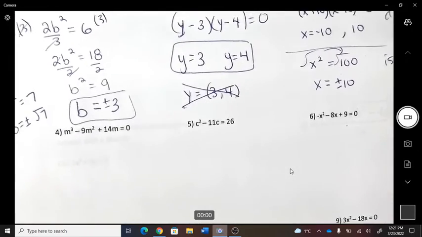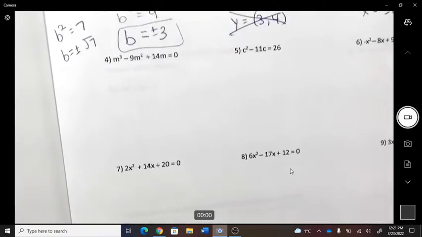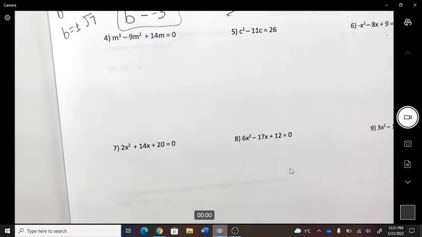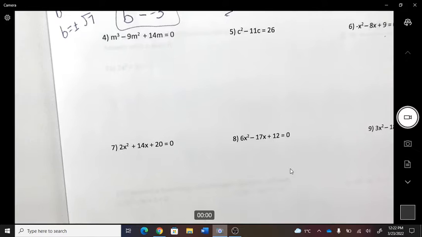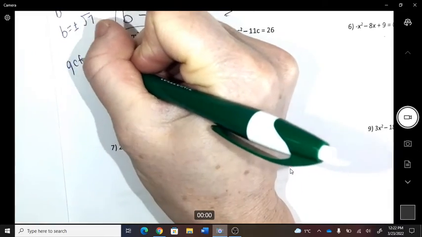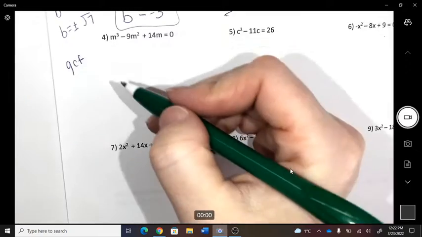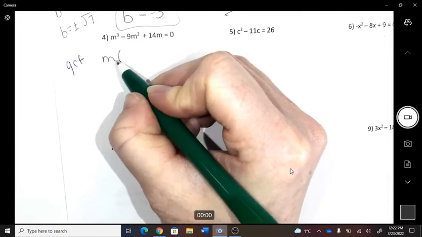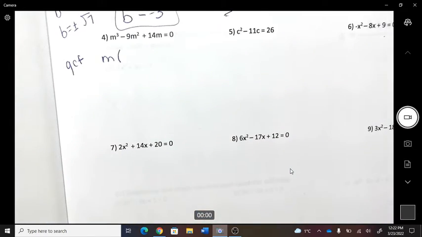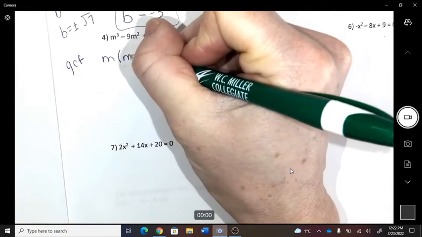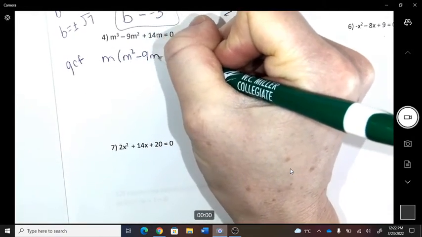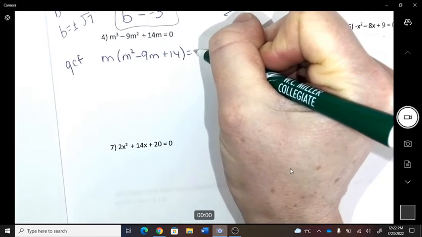Okay, number 4. What's the strategy? And it's in the type of factoring out of your 4 choices. GCF. I can take something out. Okay, what do they all have in common? An M. So I get an M squared, a minus 9M, and a plus 14.